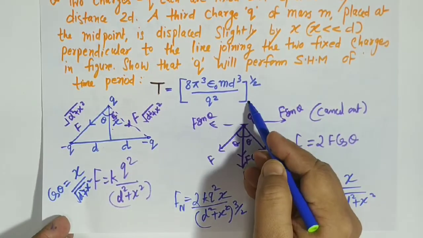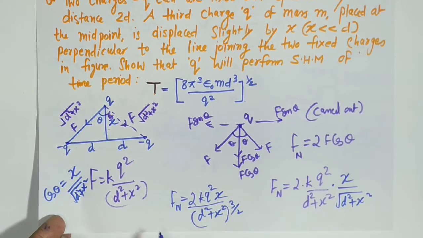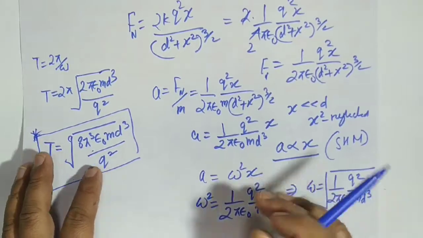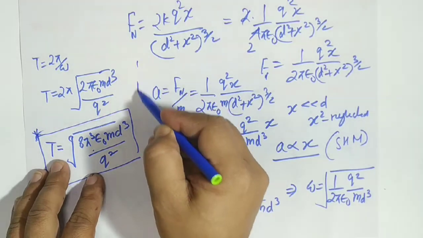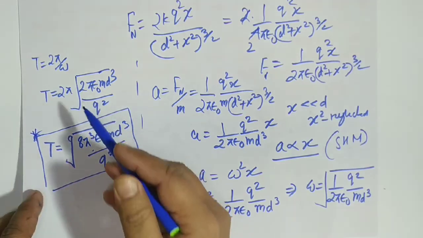Very important how the SHM takes place. There are two forces that cancel out, then you find the net force and then the acceleration from that force, and then finally omega square x. You compare these two, and then get omega and then the time period. So this is the question for the time period.